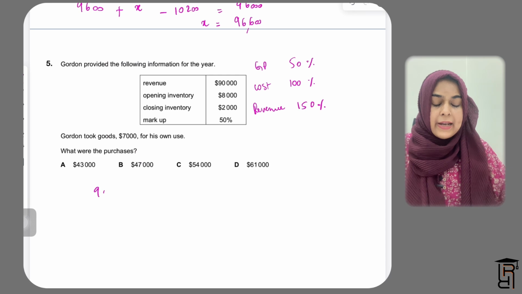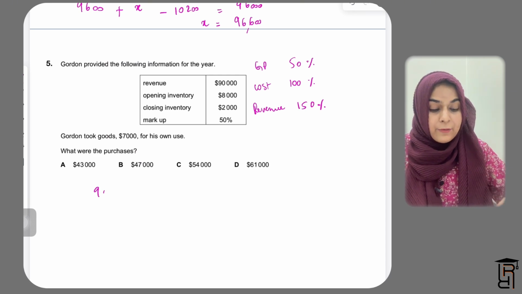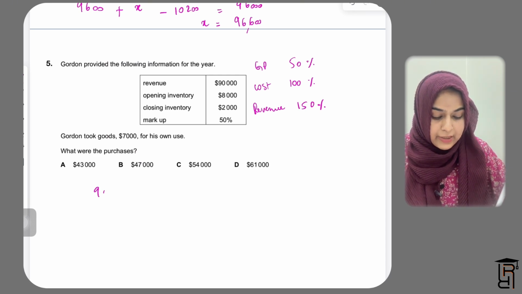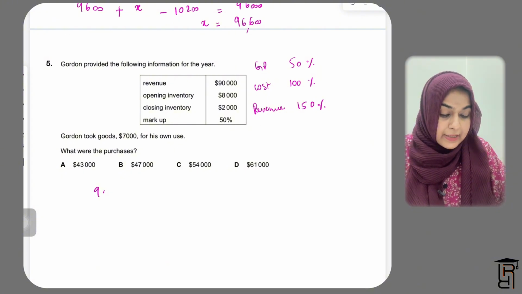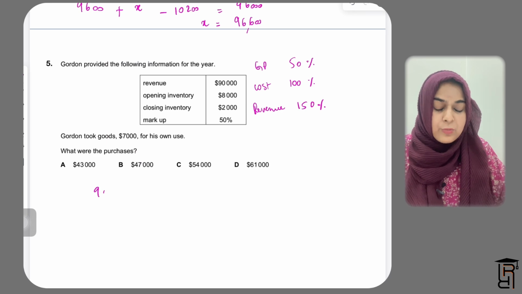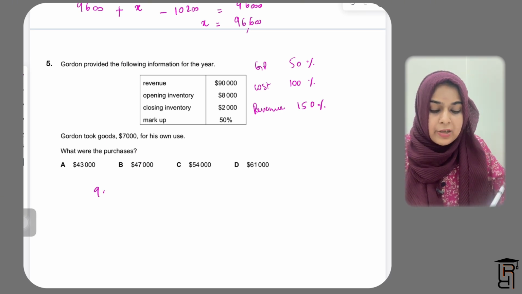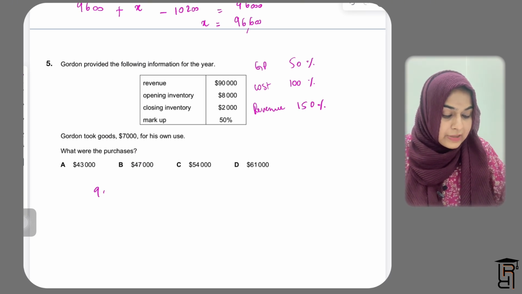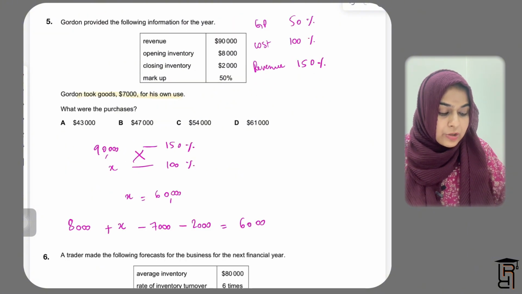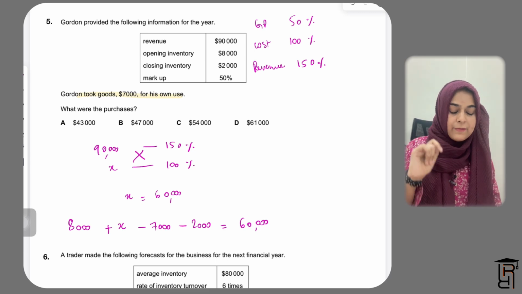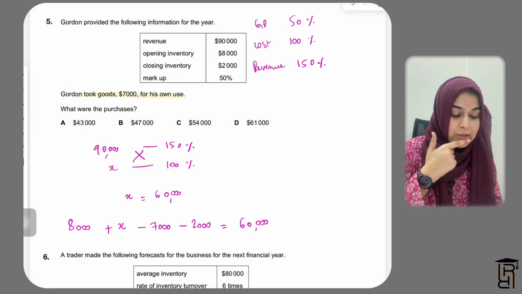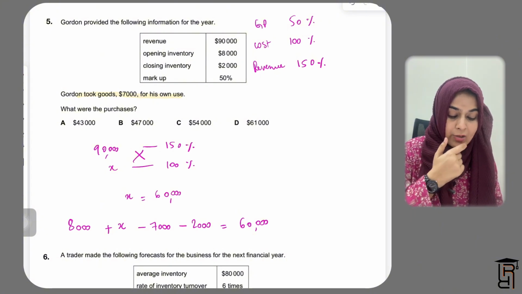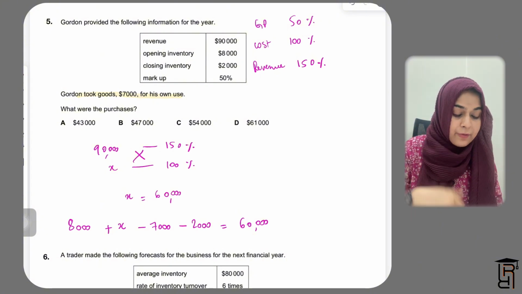Now I'll apply the formula for cost of sales. Again, the formula is opening inventory plus purchases, which I don't know, which is X in this case, minus drawings of goods, that is 7,000, which is given in the question, and then minus closing inventory, which is 2,000, is equal to cost of sales, which is 60,000. So when I solve this for the value of X, 7,000 and 2,000 will be added to 60,000, which will come out to be 69,000, and then 8,000 will be subtracted from 69,000.